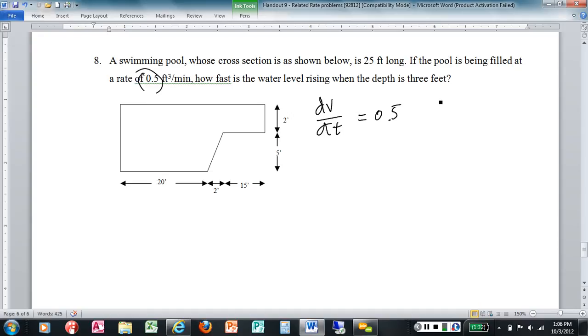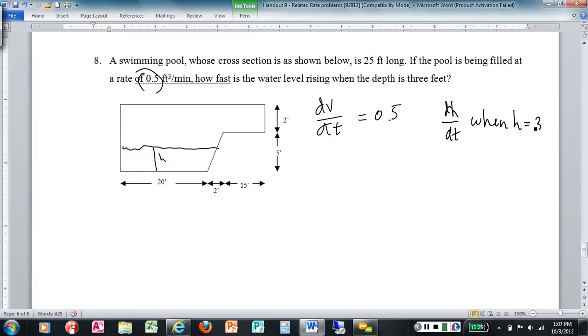So here's the thing. I'm going to come up here and I'm going to have the swimming pool right here is 5 feet. This little jog, if you will, out of it. That's 5 feet tall. So when we're at 3 feet, we're right in here. So I want to know, when I've got a height there of 3, how fast is that height changing? So dH/dt when h is 3. What is it?